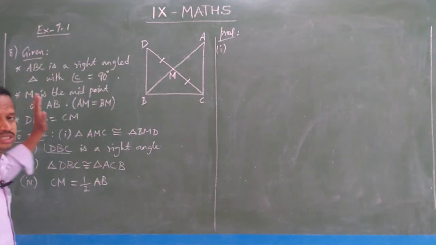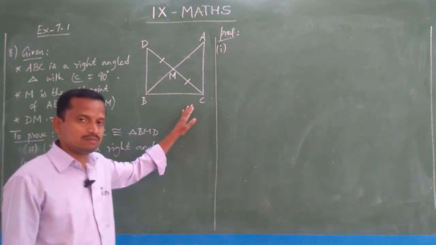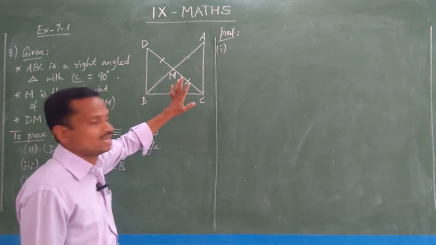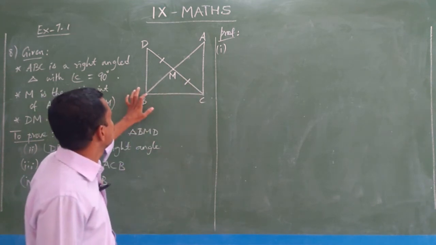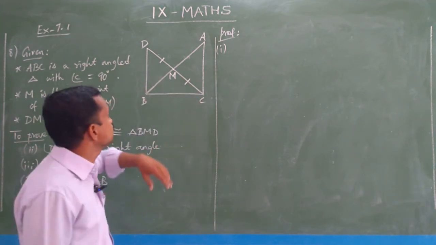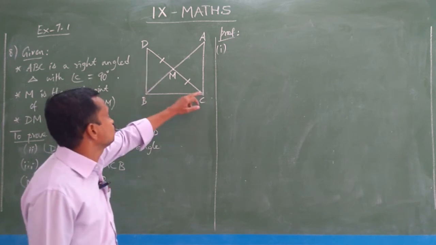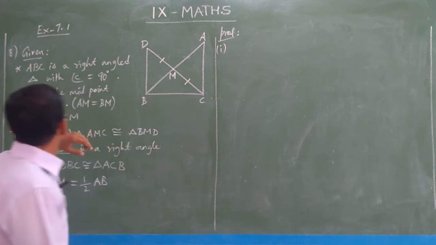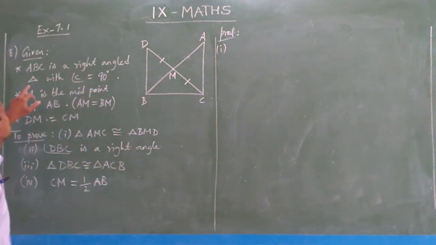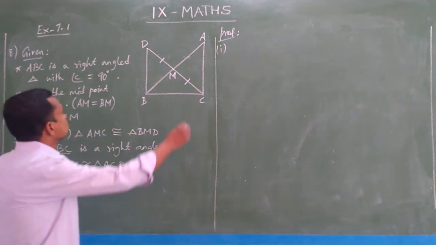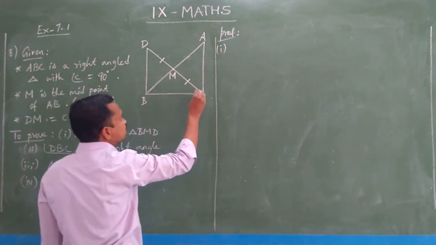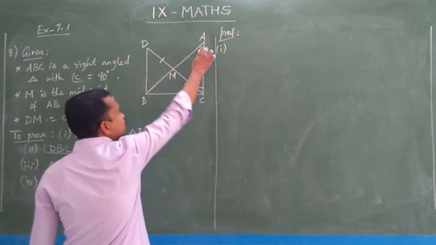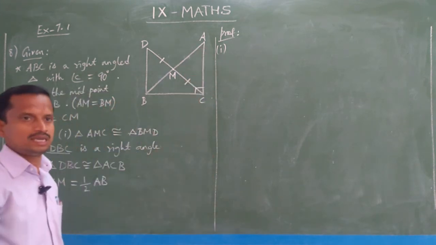Now coming to question number 8. This is the diagram given there. ABC looks like one triangle and DBC is another triangle. The sides of the two triangles, AB and DC, meet at M. Now they are given that ABC is a right angled triangle with angle C 90. That means angle ACB is 90. Like that also we can take.